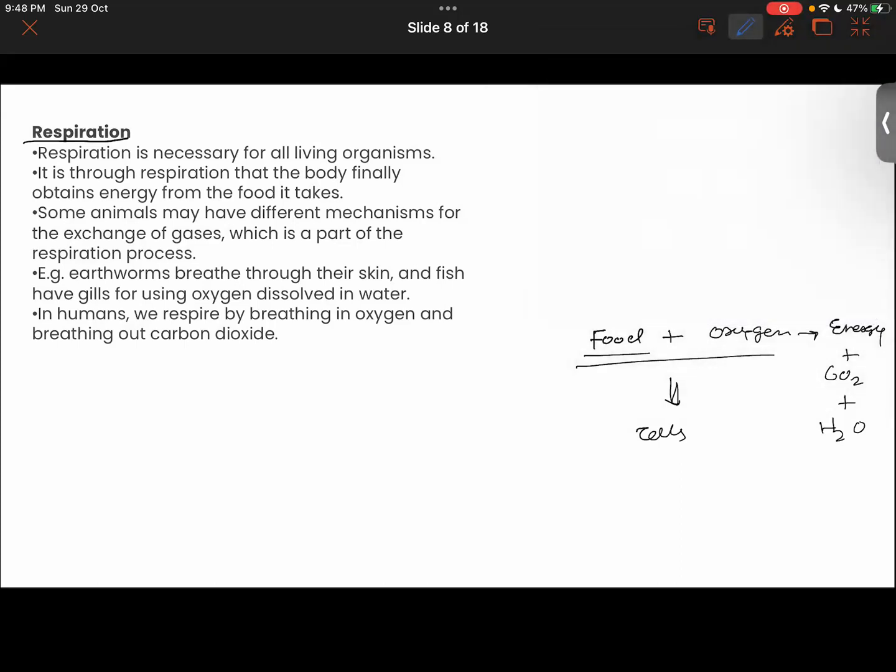So respiration is a necessary thing for all living organisms. Why? Because all living organisms, in order to stay alive, need energy. Right? It is through the process of respiration that our body, the body of plants, the body of bacteria, and all the living things get the energy. And different organisms have different mechanisms for the exchange of gases. For example, every organism will require oxygen for the breakdown of food.